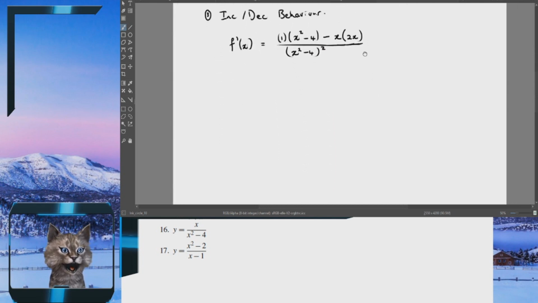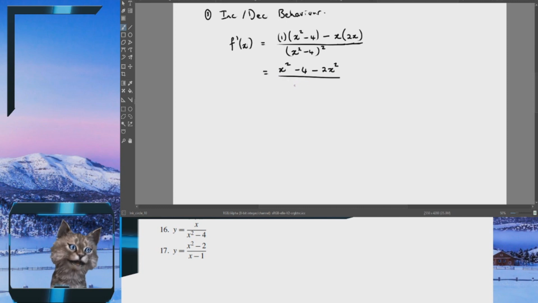Now I definitely want to clean this up. So let's clean up the numerator. Let's not skip too many steps. I have x squared minus 4 minus 2x squared over x squared minus 4 squared.